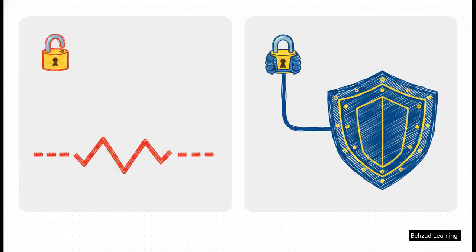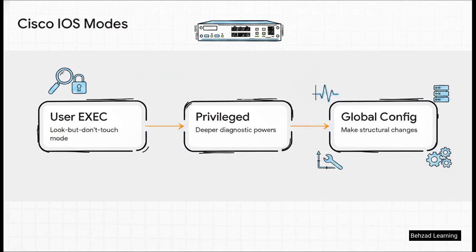Okay, so once you're actually logged in, you really need a solid mental model of how the switch thinks. Cisco IOS operates on a very strict hierarchical mode system. Step 1 is user exec mode. Think of this as a look but don't touch mode. Step 2 is privileged exec mode, which unlocks much deeper diagnostic powers. And step 3 is global configuration mode. This is the big one, where you actually make structural changes that affect the whole device.